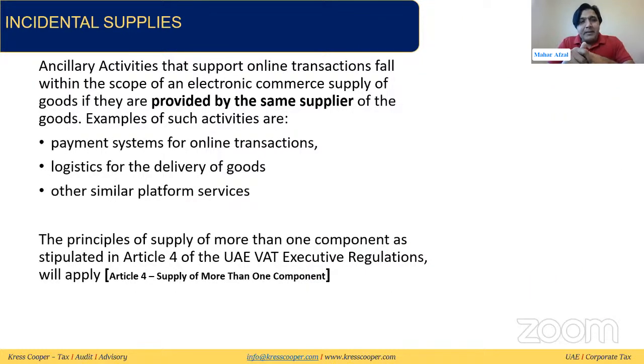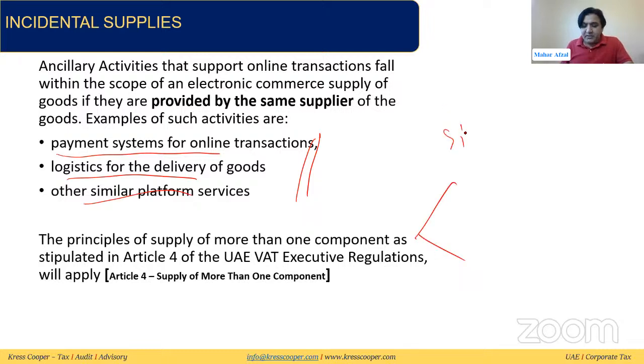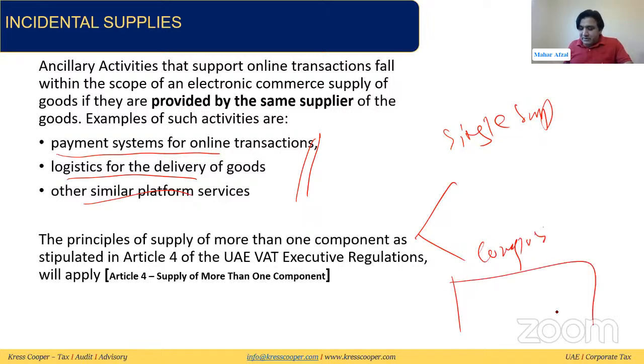Incidental supply. So basically, they are saying if the ancillary activity, incidental supplies, online transaction fall within the scope of e-commerce of the goods provided by the same supplier. The supplier who is supplying the goods, the same supplier is supplying the services as well. So it will be assumed to fall under the definition of e-commerce, and we need to apply the principle of Article 4 of the UAE VAT regulation. We need to identify whether this is a single supply or a composite supply. If on the invoice one line item is coming, then we will say this is a composite supply. If two different line items are coming, it will be a single supply.